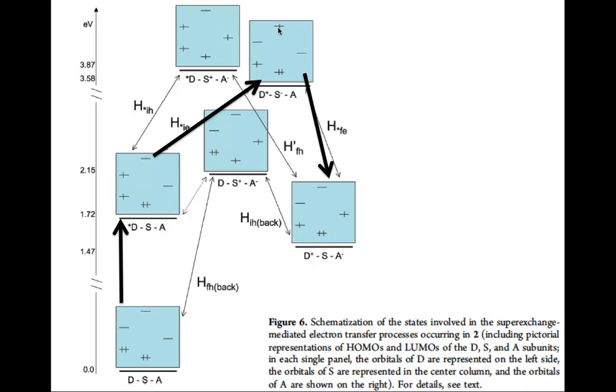And this high energy electron is going to relax down into the acceptor molecular orbital and create your final D+ S A- system. So you've transferred an electron from the osmium 2 and created an osmium 3 complex, and that electron flowed all the way to your acceptor molecule.